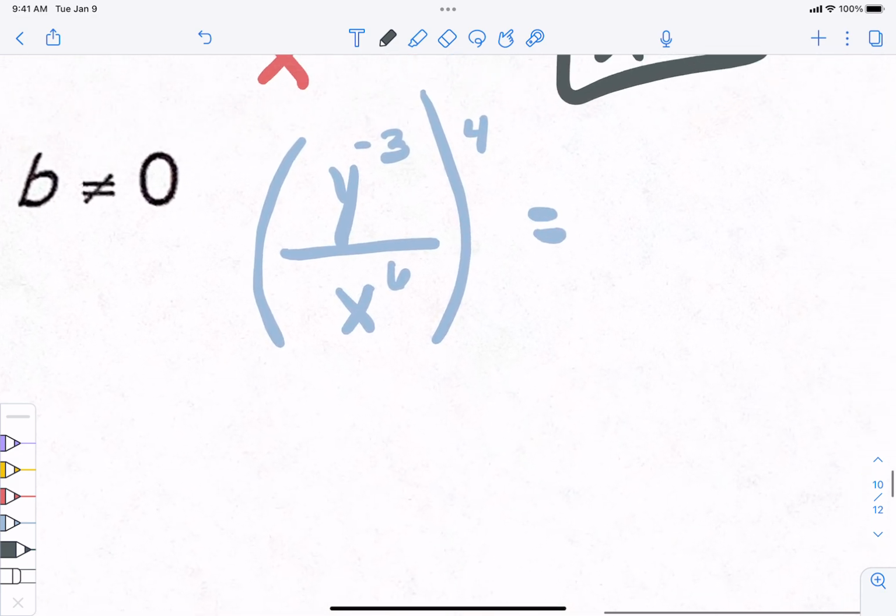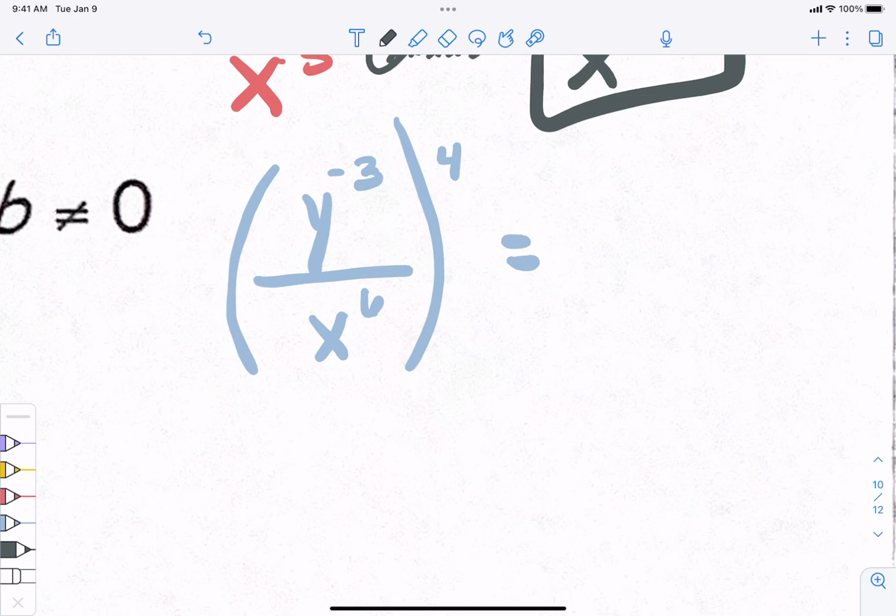All right, write this example down. Y to the negative 3rd over x to the 6th power, and then that whole thing to the 4th power.